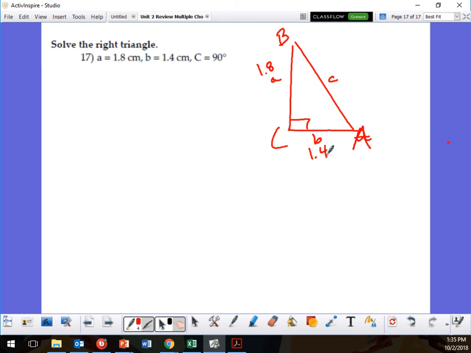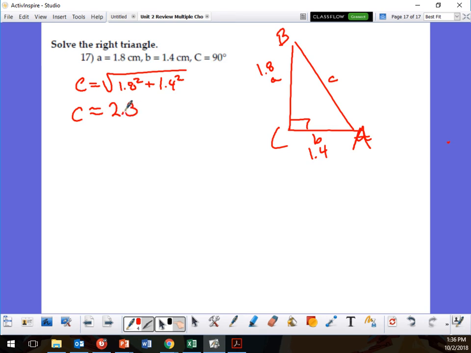I have to find all of them, but what's the first thing I could find? I can find little c. Okay, so let's find little c with the Pythagorean theorem. C equals the square root of a squared plus b squared, so 1.8 squared plus 1.4 squared. So c is going to be about 2.3. All right, that's good.